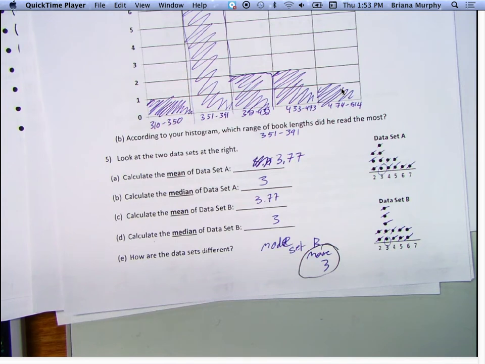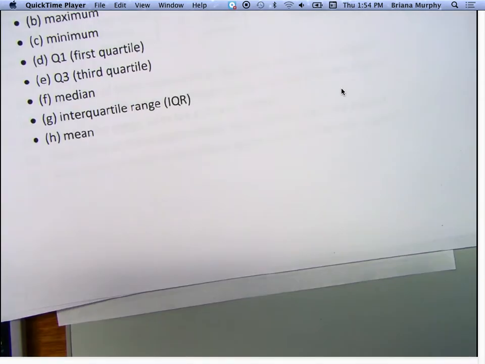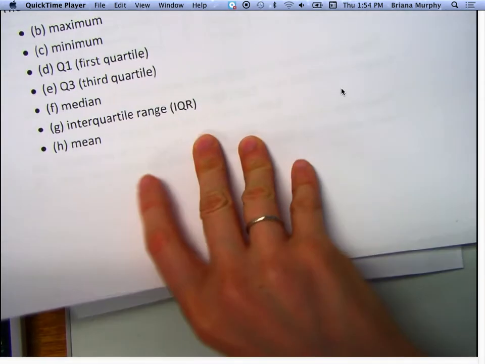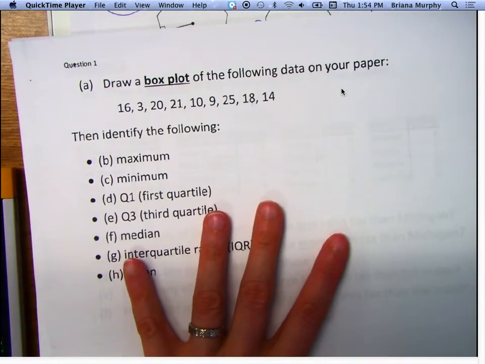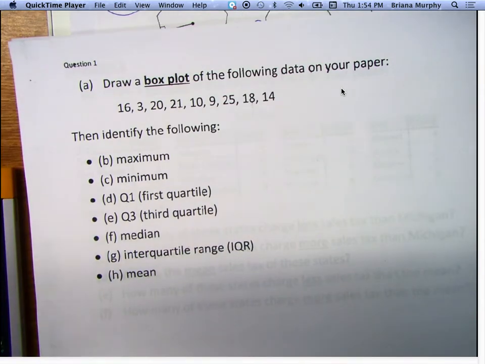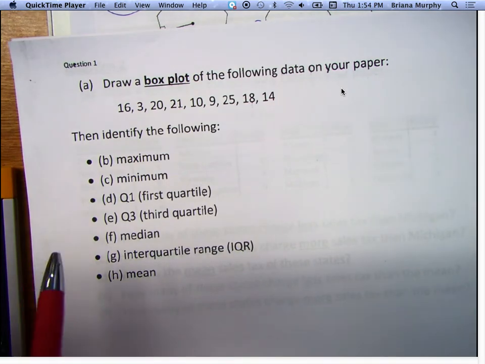It is a big packet because if we had had more time, what I would have liked to do is have you work in stations and go around, with this group working on one, this group on two, and this group on three. But I don't really think we have enough time for it. So I'm just going to get through as many of these as I can.